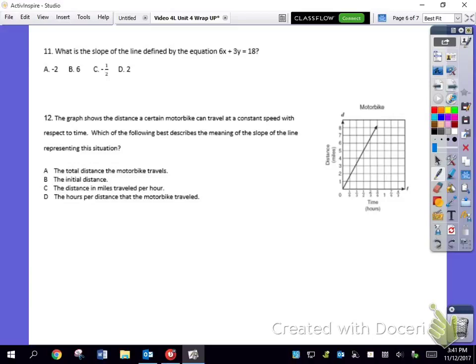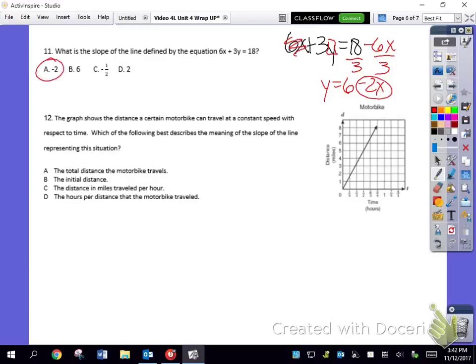Number 11, what is the slope of the line defined by the equation? So remember, anytime you have an equation and you want to find slope, all you have to do is solve for y. So move over your 6x and then divide by 3. So y equals 6 minus 2x. And your slope is a negative 2. So it's A.